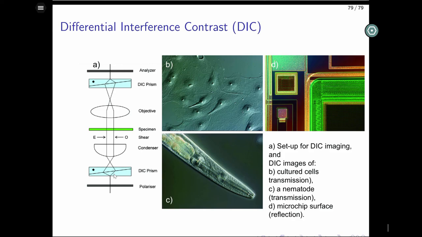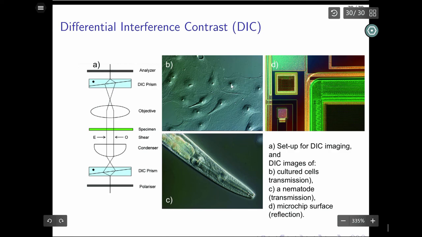So what happens is they go through different parts of the cell. And then you recombine them. And when they recombine, they have slight phase differences. And these phase differences cause interferences. And these interferences depend now on the phase differences. And so the phase differences will be larger when you have a steep gradient inside the sample, a thickness gradient, for example, or a refractive index gradient of some sort. And that appears then in these interference images afterwards as these shadows. So it gives these distinct three-dimensional images of cells.